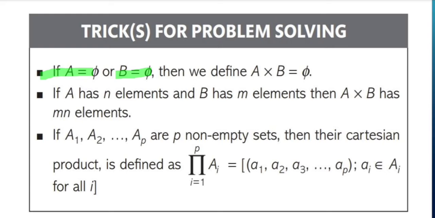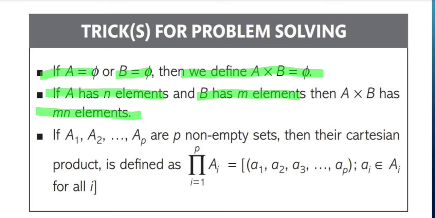If A equals phi or B equals phi, then we define A Cartesian product B equals what? Phi, again. The second trick is, if A has n elements and B has m elements, then A Cartesian product B has mn elements.